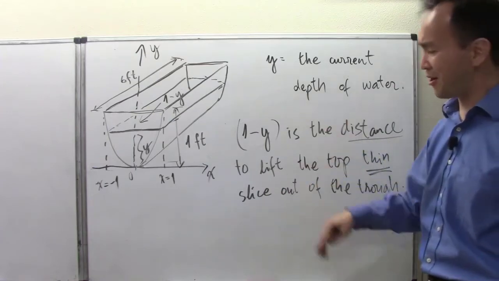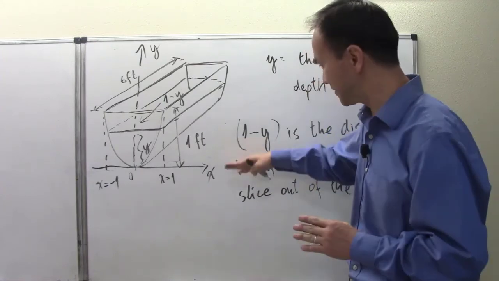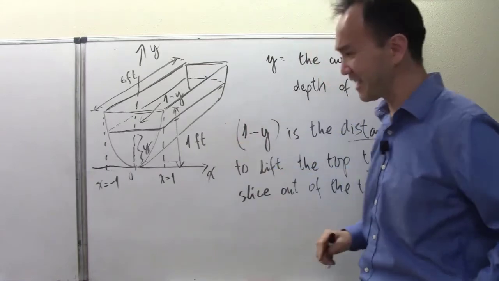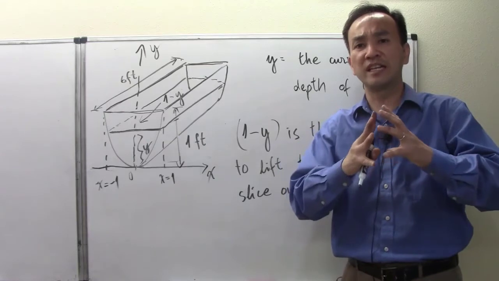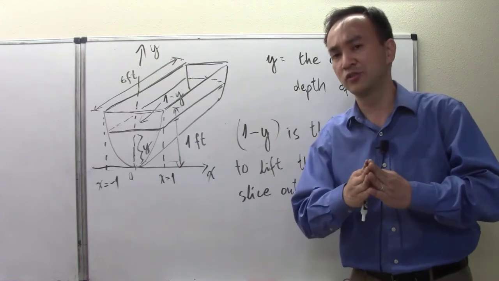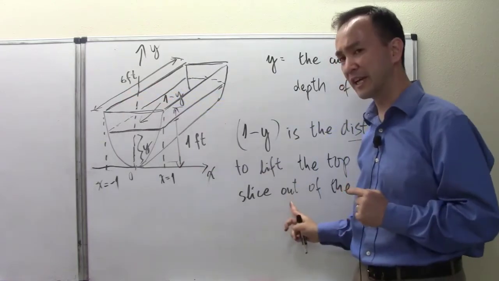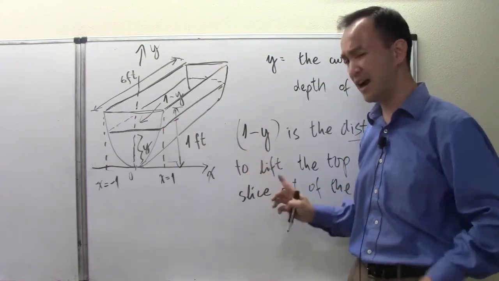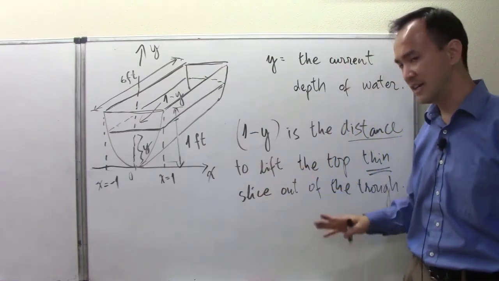Okay, so now we've got the distance, but how do we figure out how much force to lift the thin slice in that distance? That's the next thing, because remember, work is always about us applying a force to move an object a certain distance. Here we know that we're moving a thin slice of water that distance. We already had a general expression of the distance, but how do we know how much force is required to lift that thin slice of water out of the trough?